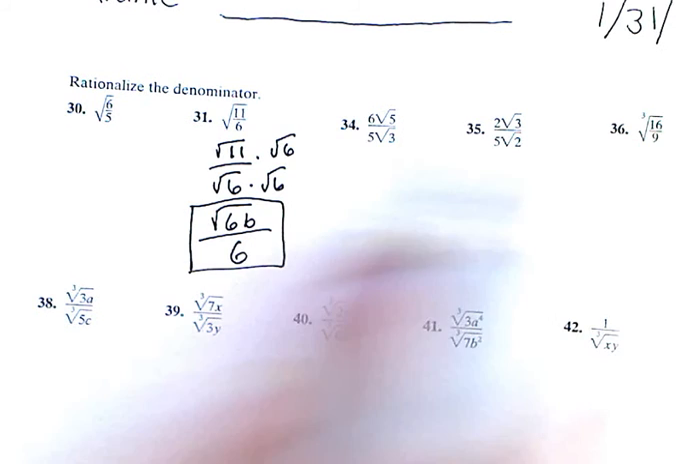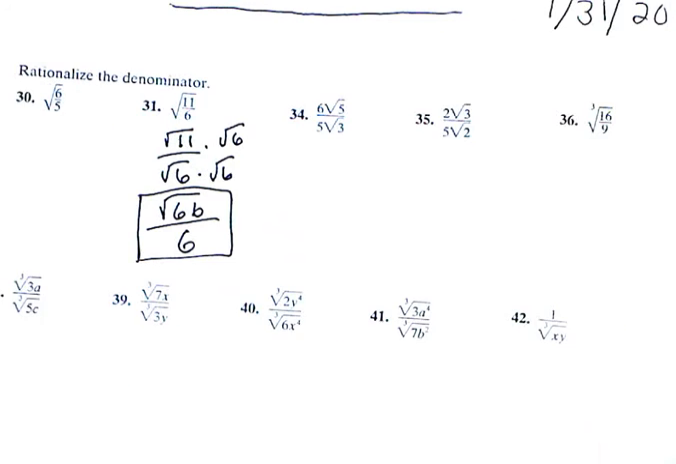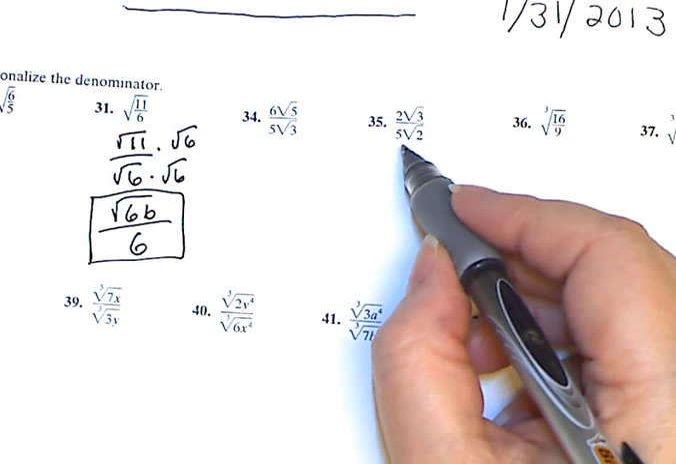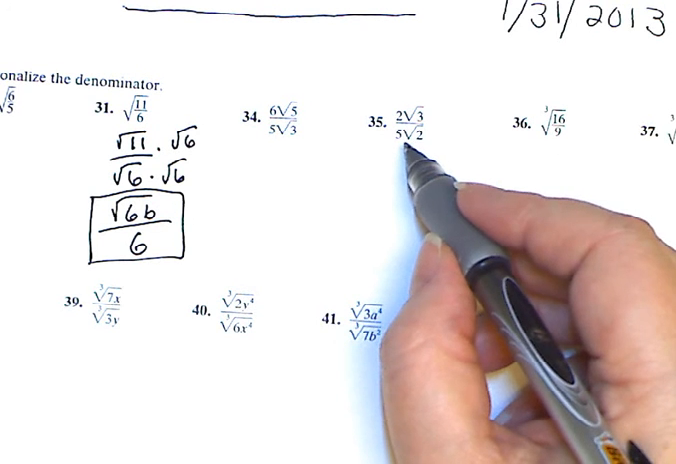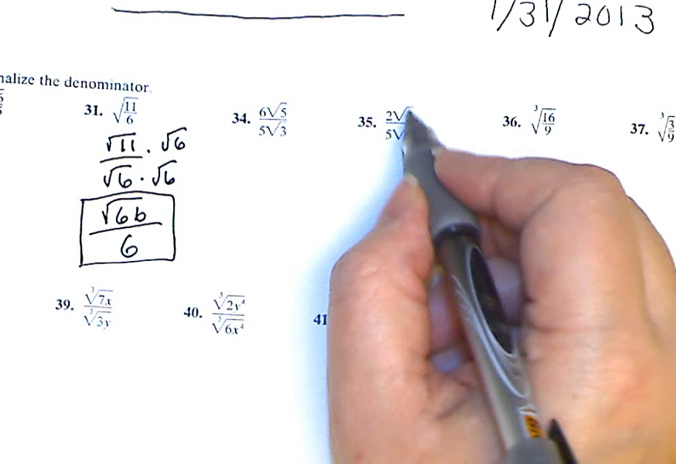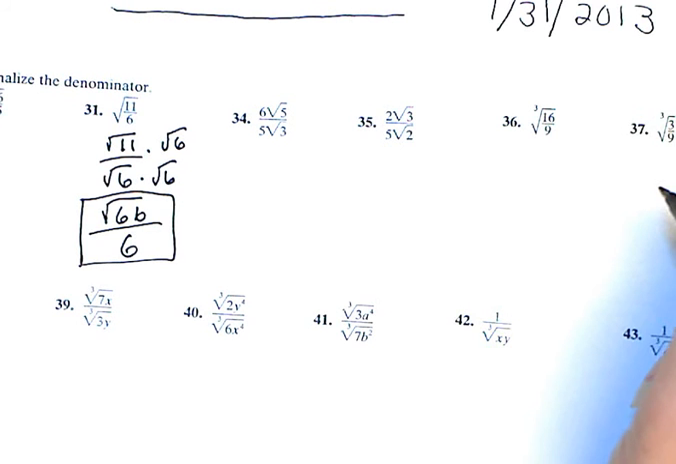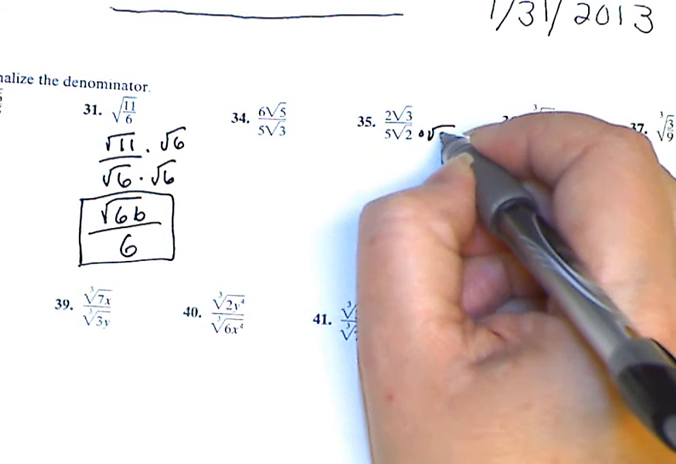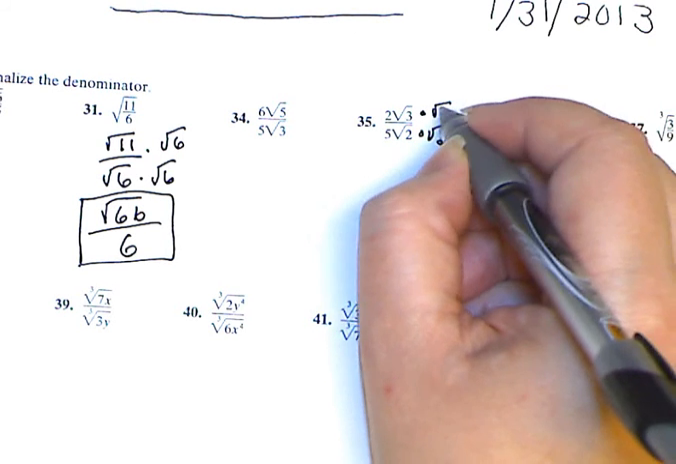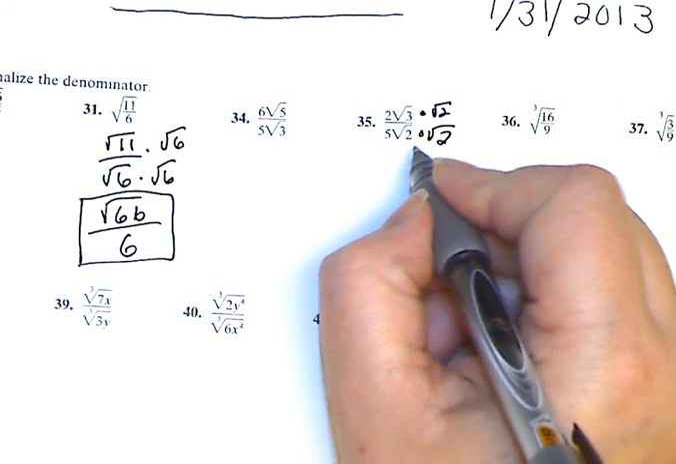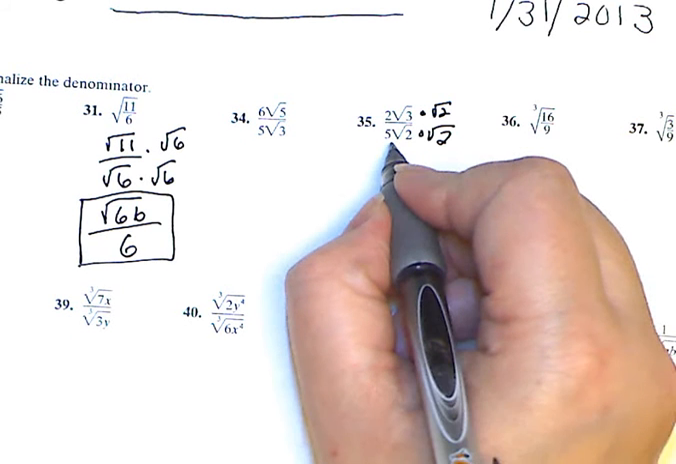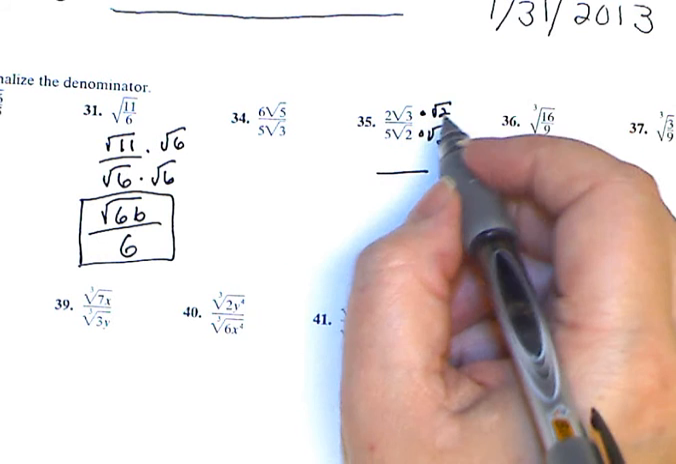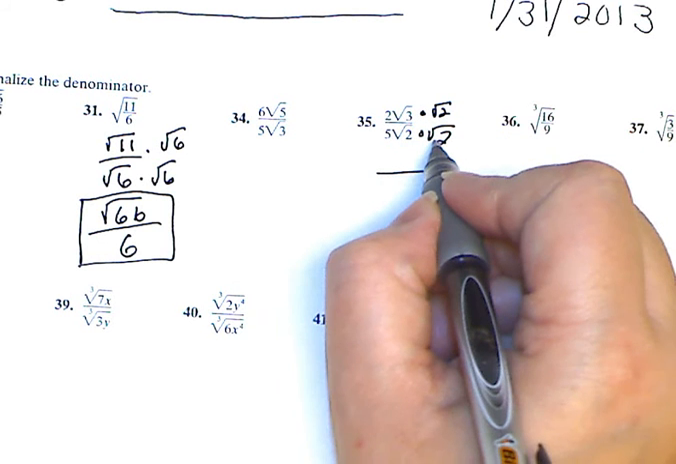All right, here we go. Kelsey, 35. What would I have to multiply both the top and bottom by? Square root of 2 is right. So multiply the top and bottom by the square root of 2. So you're going to have 10 on the bottom because 5 times 2. Yep, good job. Do you see why it's 2?